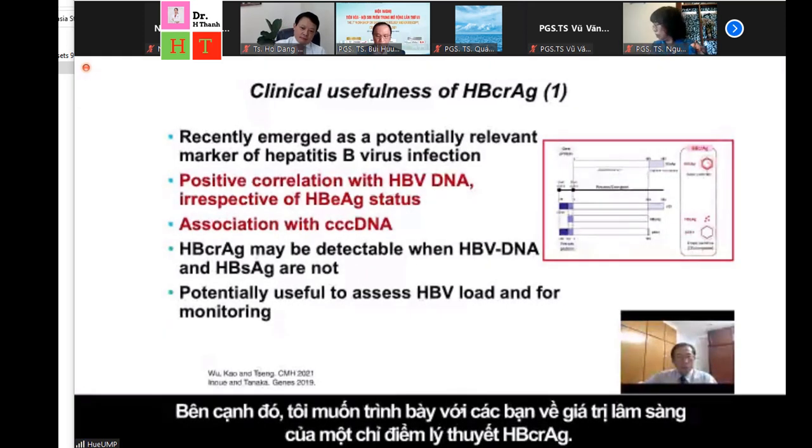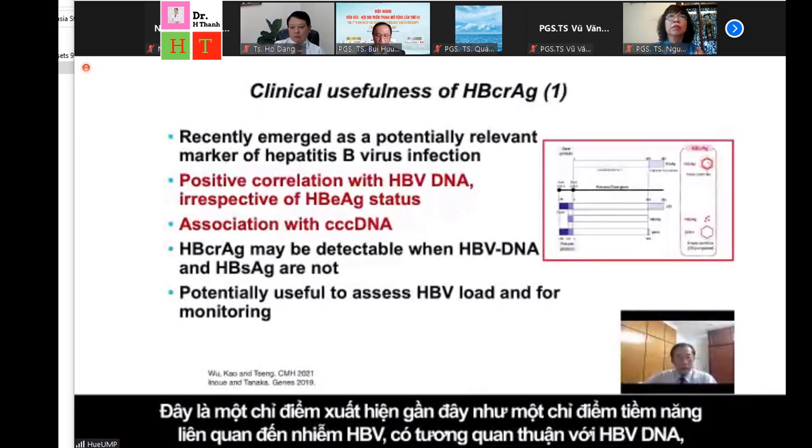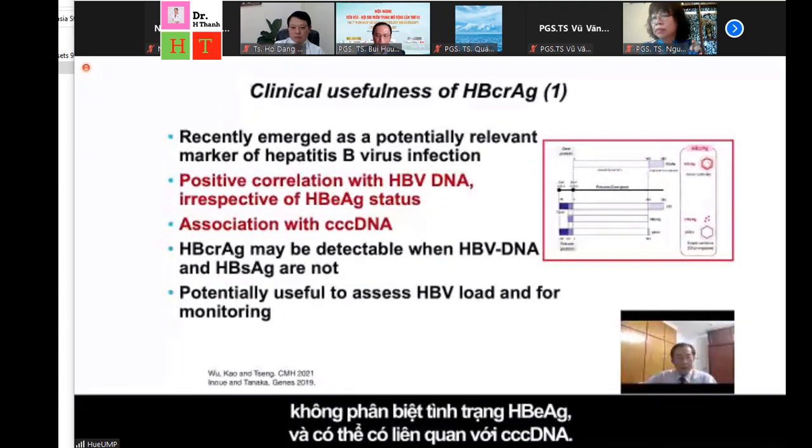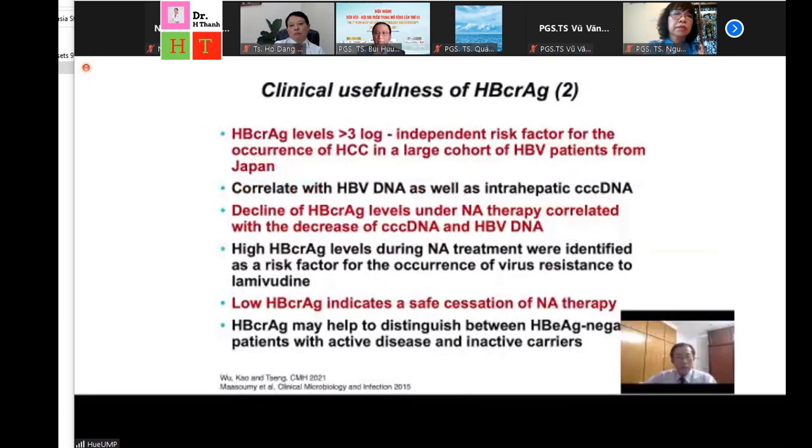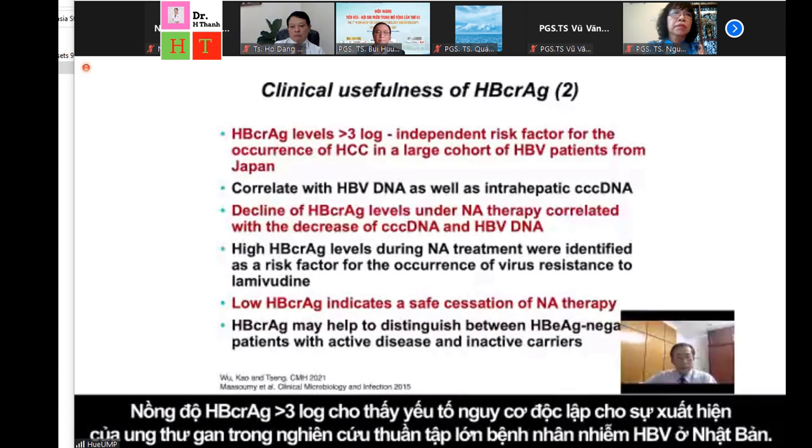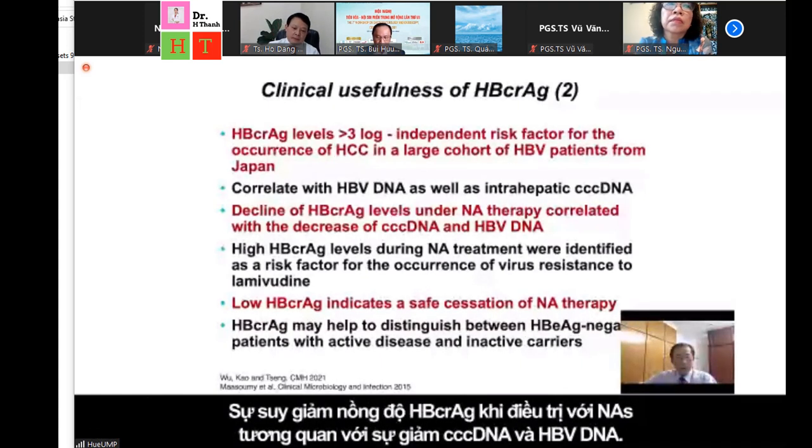And I would like to introduce the novel HBV marker, that is hepatitis B core-related antigen. So this is a recently emerged marker, a potentially relevant marker of HBV infection. It has a positive correlation with HBV DNA and also association with intrahepatic cccDNA. And previous clinical studies showed the hepatitis B core-related antigen level of more than 3 log is an independent risk factor for the occurrence of HCC in a large cohort of HBV patients from Japan. And the decline of core-related antigen level under nuke therapy correlated well with the decrease of cccDNA and HBV DNA.